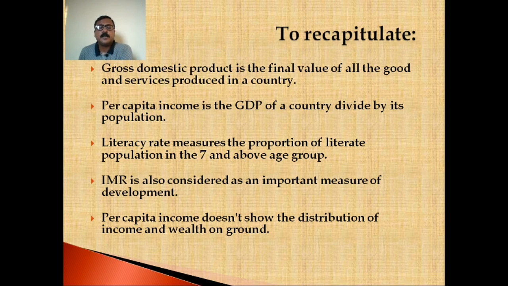Per capita income does not show the distribution of income and wealth on ground. Although we have taken per capita income as an indicator of economic development, it does not show the true picture, because per capita income does not show how the income is distributed among the people of the country. It may so happen that some people of the country have all the resources at their disposal, whereas the rest of the population are below the poverty line. So in that case what will happen? The per capita income may be very high, but the actual distribution of income on ground may be skewed.